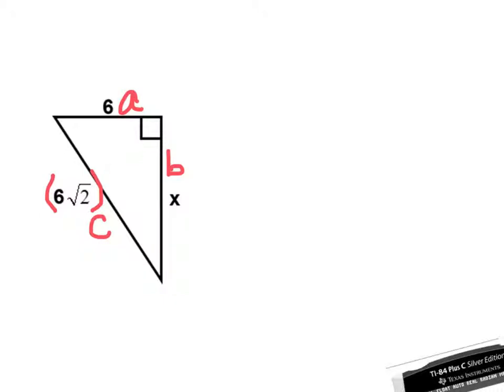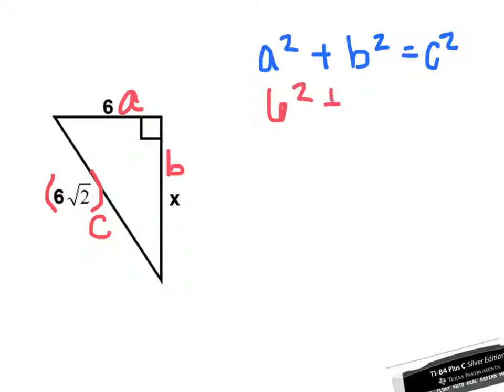So let's start by writing out the Pythagorean Theorem. A squared plus B squared equals C squared. Our A value is 6, so we know that's 6 squared, plus our B value is X, so we fill in an X there. X squared is equal to the whole value of C, which is 6 square root of 2, all squared.